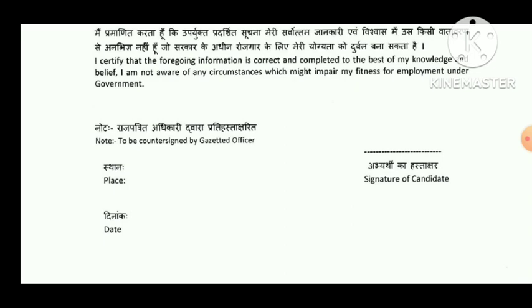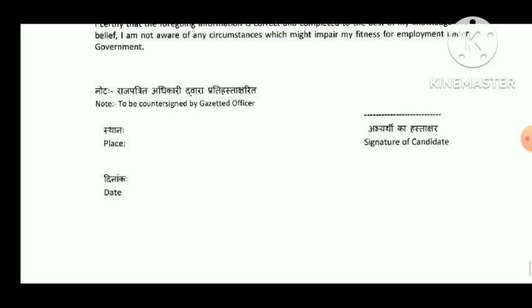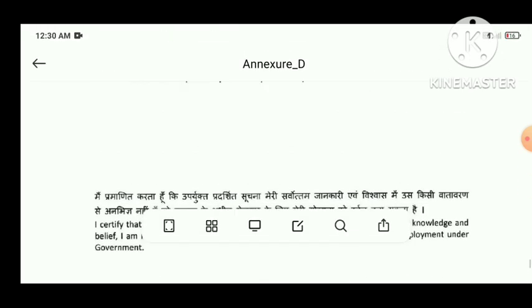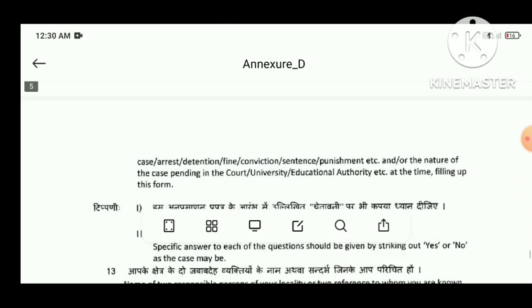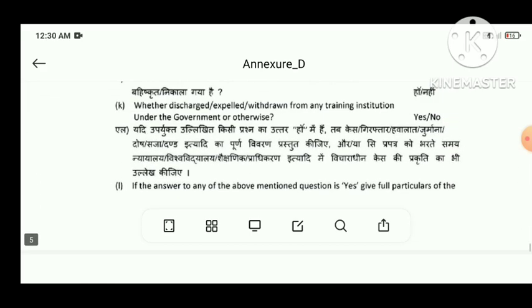You have to sign over here. You have to write the date and place, and the gazetted officer will countersign over here. So this was there. A total 6-page form is there. You have to read very carefully before proceeding ahead.